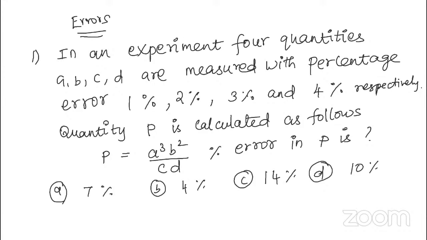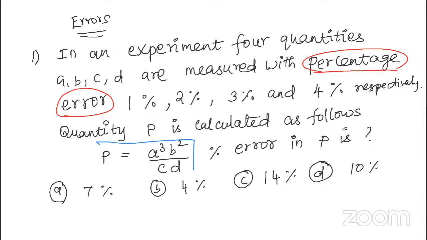C, D are measured with percentage error, that is 1%, 2%, 3%, and 4% respectively. The quantity P is calculated as follows. That is P is equal to A cube B square divided by CD. Okay. So this is the given quantity. So now calculate the percentage error of this one.